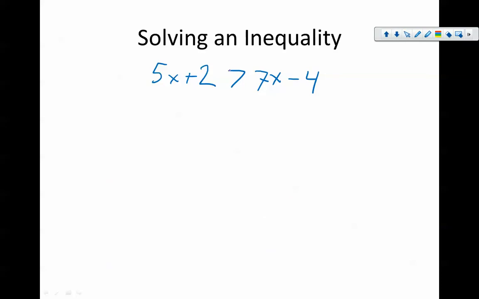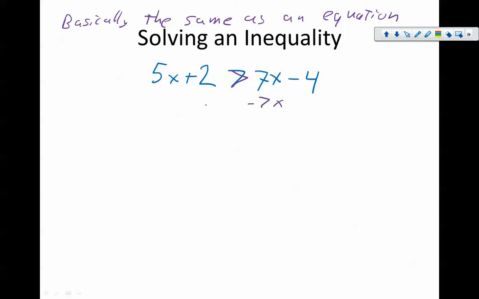Solving with an inequality is basically the same as an equation. There is one slight difference, and I will mark that difference as we get there. So let's go ahead and solve this. Same rules. We're trying to get the x isolated. So I'm going to subtract 7x from both sides because I want to get all the x's on the same side. So this is negative 2x plus 2 is greater than negative 4.